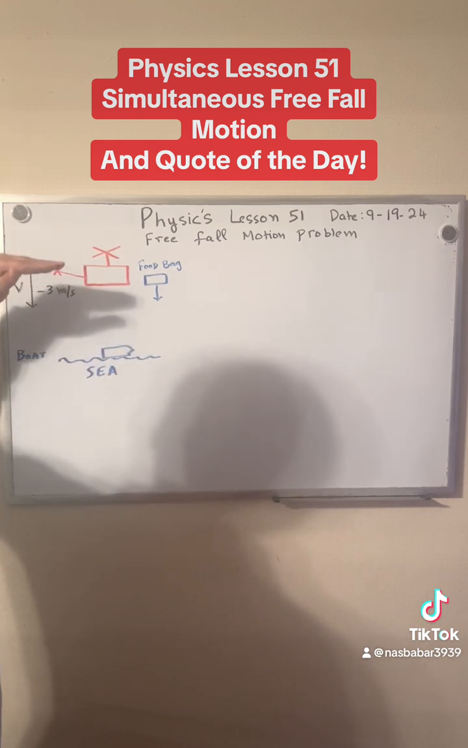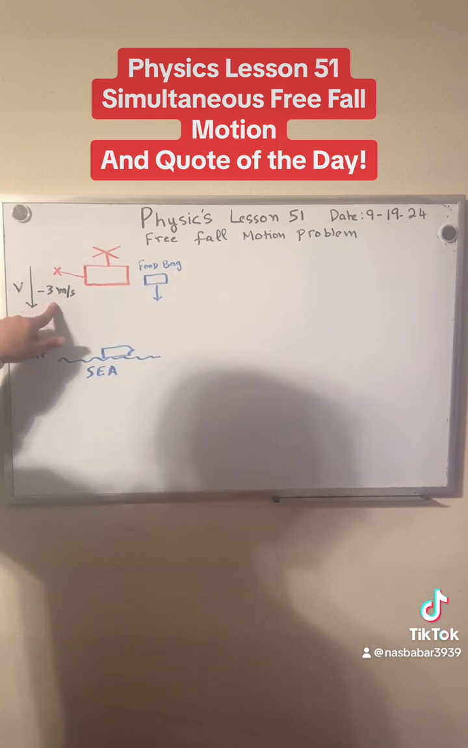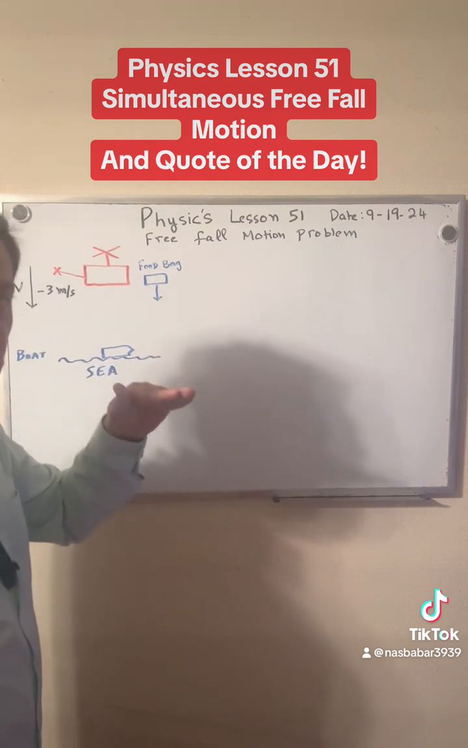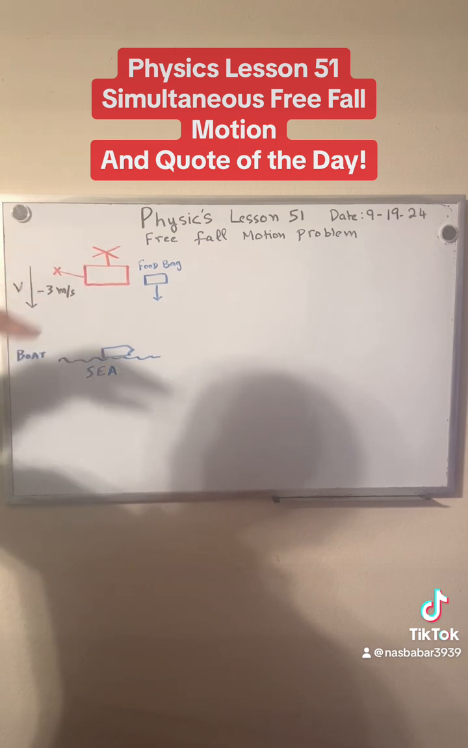So what they do is they gradually come down at a velocity of negative 3 meters per second. Why negative? Because it's coming down at a constant velocity. In other words, it's minus 3 meters per second. There is no acceleration.